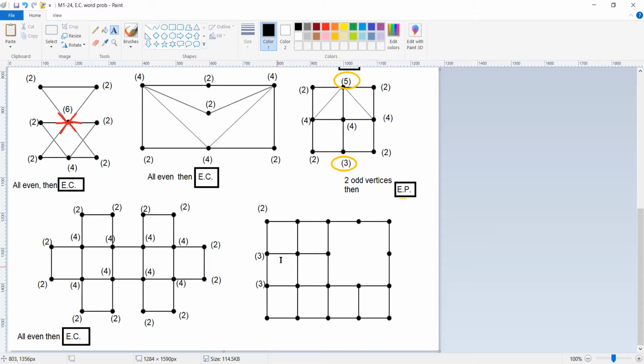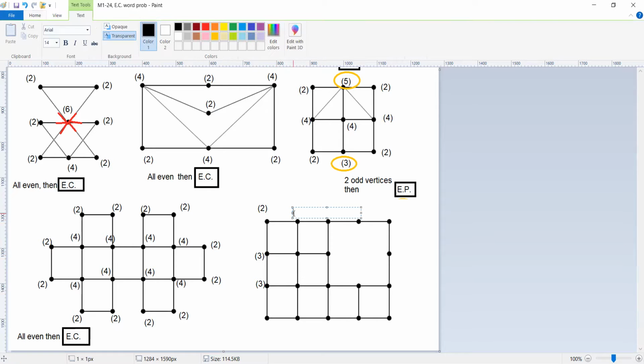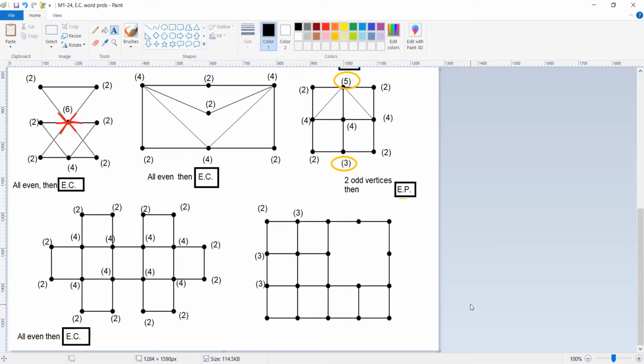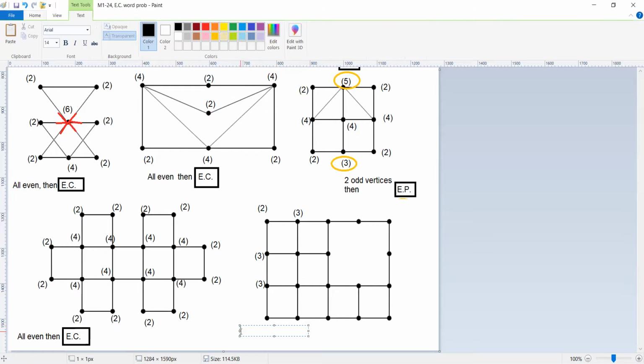Because once you have more than 2 odds, you can't find an Euler path or Euler circuit. So let's go right here. There's one right here where it's degree 3. So I can stop and say there's more than 2 odd vertices. So we can't find an Euler path or Euler circuit.